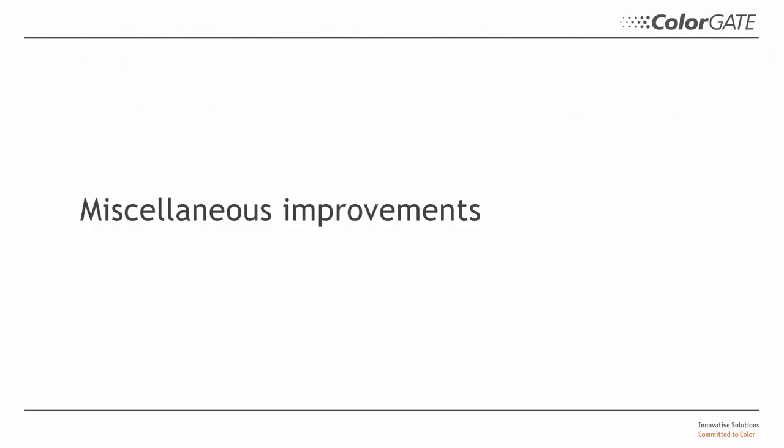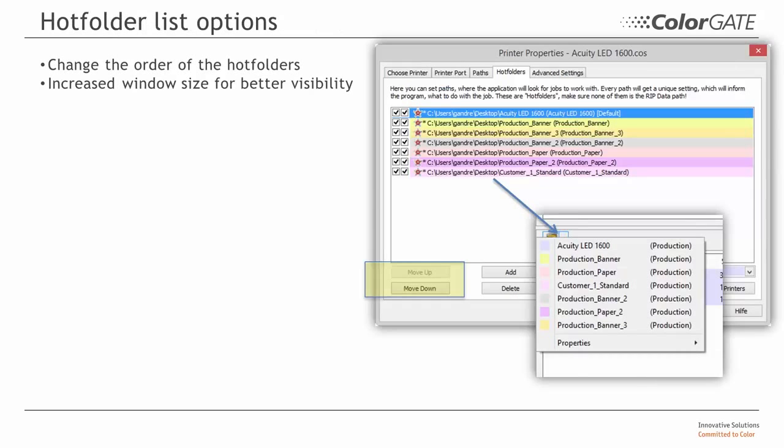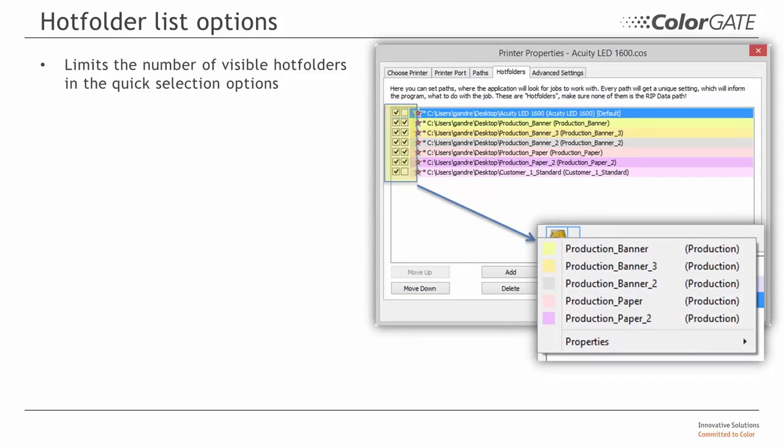In addition to the aforementioned highlights, ColorGATE's latest release also boasts the following improvements in detail. The order options also include a fast selection via pull-down menu for single or all tabs. The new hot folder window simplifies and improves the overview. In addition, the order in which things are listed in the hot folder can be selected and modified as desired in this display. To ensure transparency even when there are a large number of hot folders, the hot folders can be removed from the visible list.